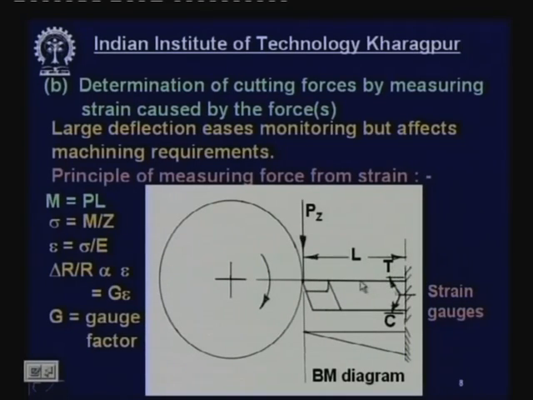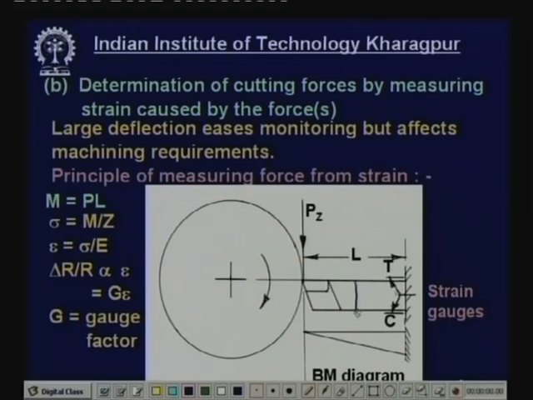Section modulus means the plane moment of inertia divided by the height. Suppose this is the cross section, we take the plane moment of inertia, say I, divided by the height y, that is the distance of the surface under consideration from the neutral plane of the beam, I by y. This is called section modulus, which represents the cross section of the beam, which is fixed. Once made, it is fixed. Therefore sigma is equal to M by Z. Therefore the stress that will develop will be proportional to the moment. Bending moment is proportional to the force Pz. So the stress will be proportional to Pz. Now the strain that will be taking place at the surface is equal to sigma by E.